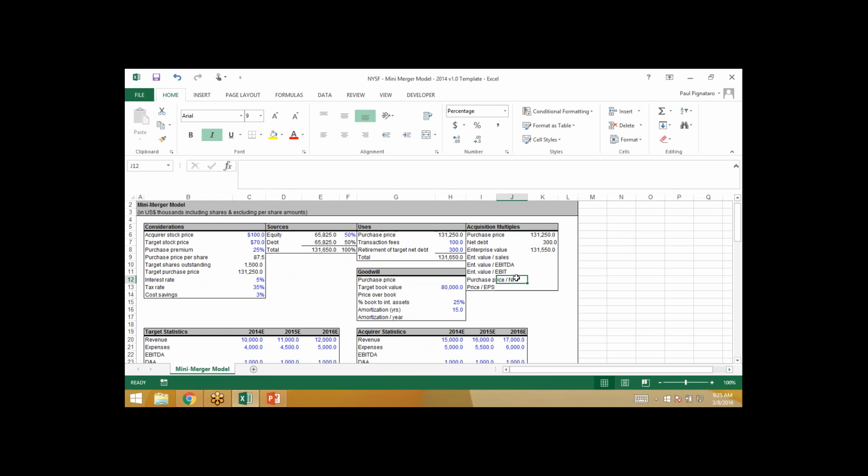So the first difference between purchase multiples and market multiples is that purchase multiples are based on the purchase price. So purchase multiples are inflated because they include the impacts of control premium.